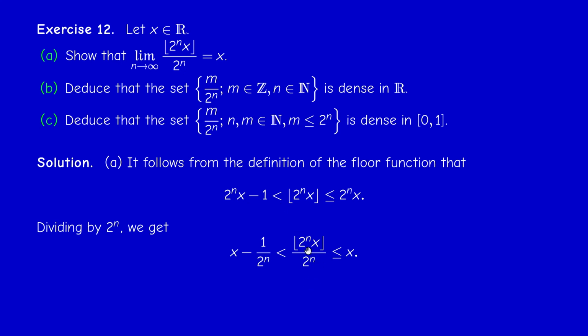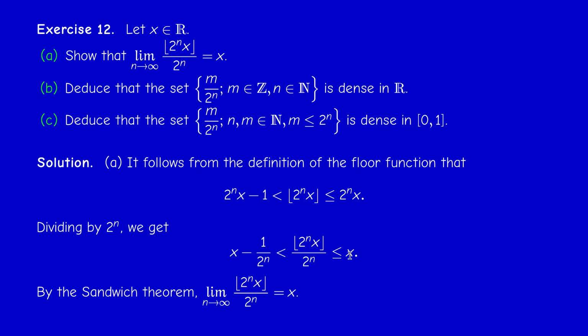We get that the floor function of 2^n x over 2^n is between x minus 1 over 2^n and x. And we are done because 1 over 2^n converges to 0, so the left-hand side converges to x, and the right-hand side is constant, so it converges to x. By the sandwich theorem, what is in between also converges to x. The sandwich theorem is known in French as théorème des gendarmes. Okay, so this concludes the first question.